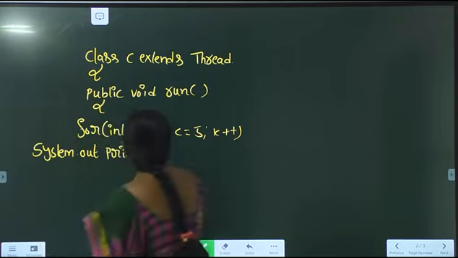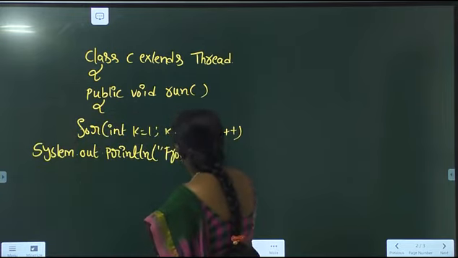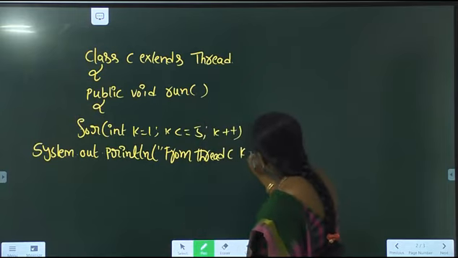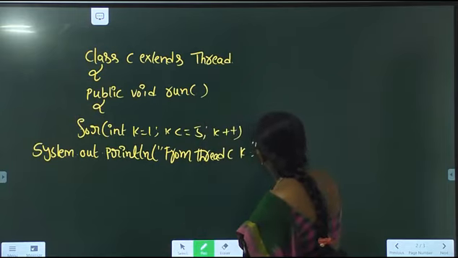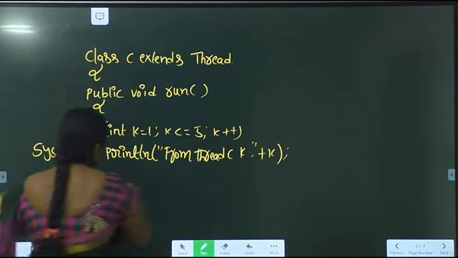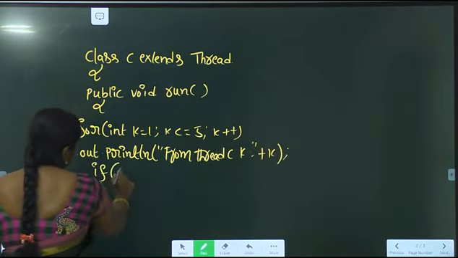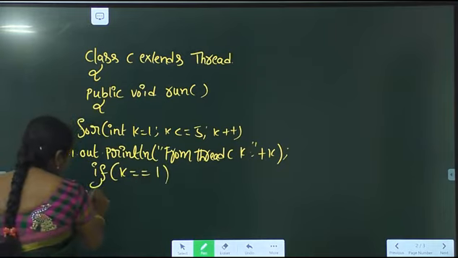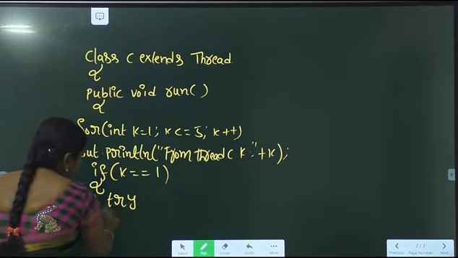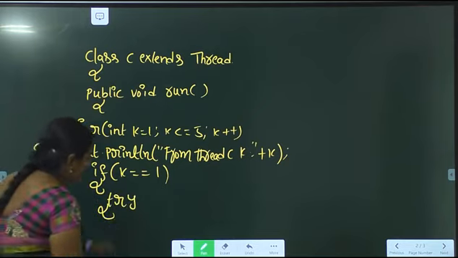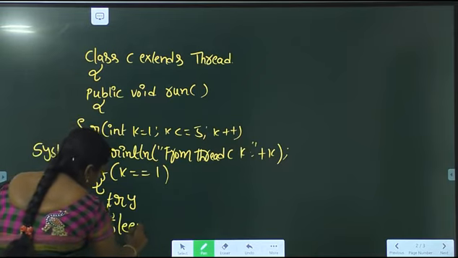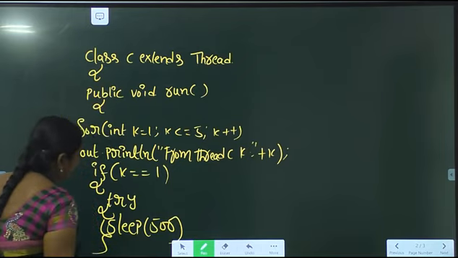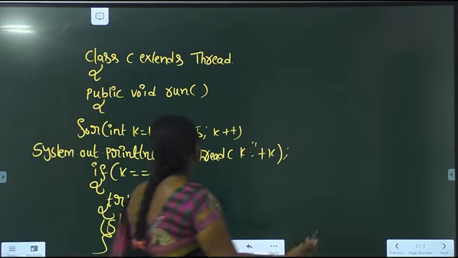Here I am writing System.out.println("from thread C, k = " + k). Suppose if k equal to 1, next is a try block. If k equal to 1, I will call the sleep method for 500 milliseconds. Here I am closing the try block, try followed by catch block.